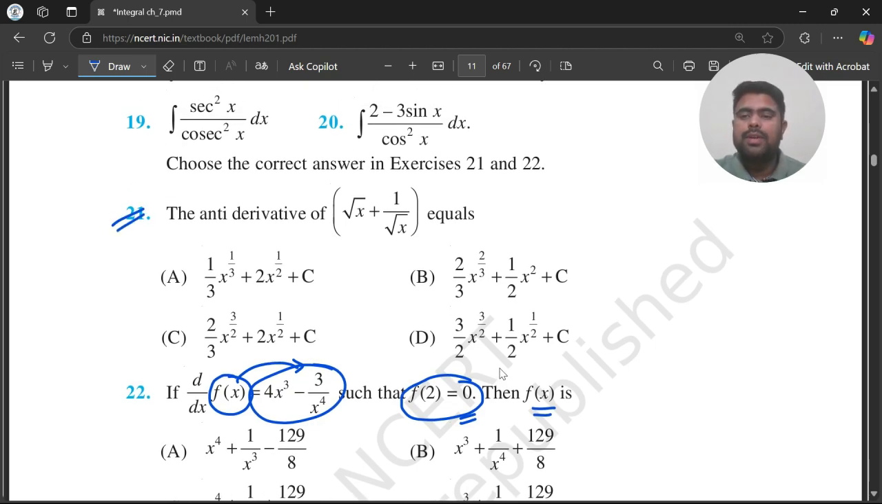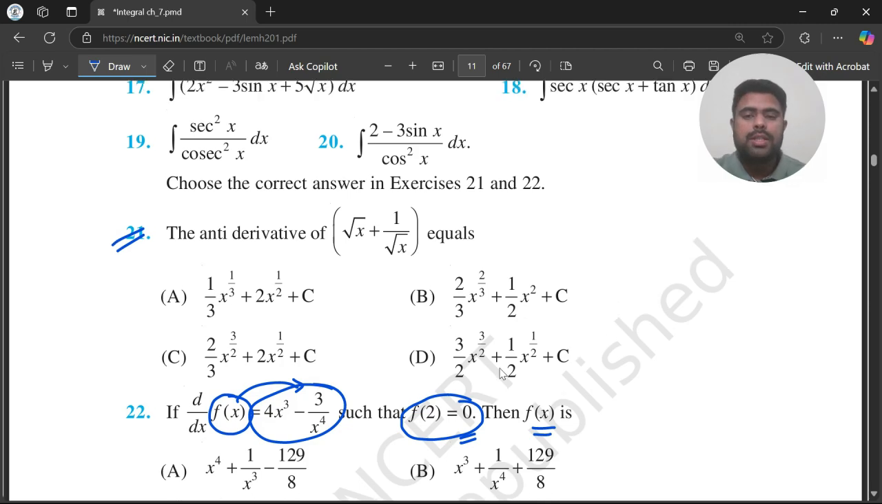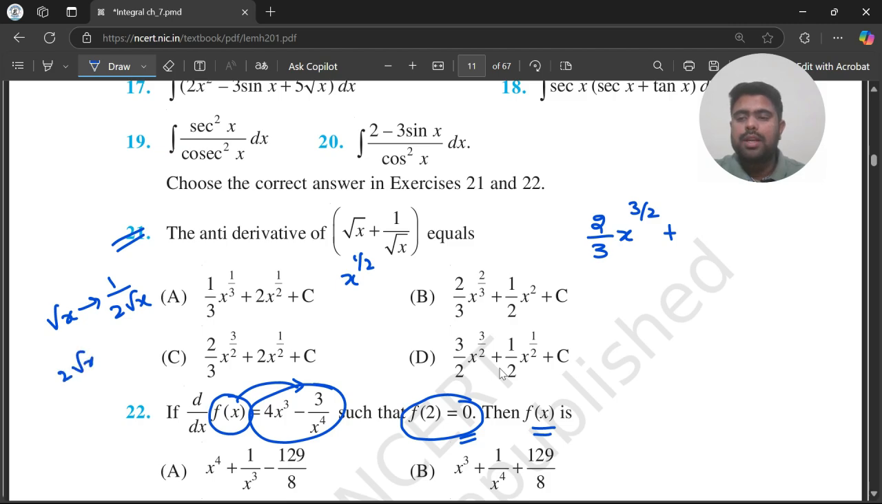And 21st MCQ, how will you solve it? What is the integral of root x? Root x is nothing but x raised to 1 by 2, right? It is of the form x raised to m by n, just now I had said. So therefore x raised to 1 by 2 integral is 2 by 3 x raised to 3 by 2 plus 1 by root x. We know that if we differentiate root x, I will get 1 by 2 root x. So therefore taking 2 to the other side, if I differentiate 2 root x I get 1 by root x.